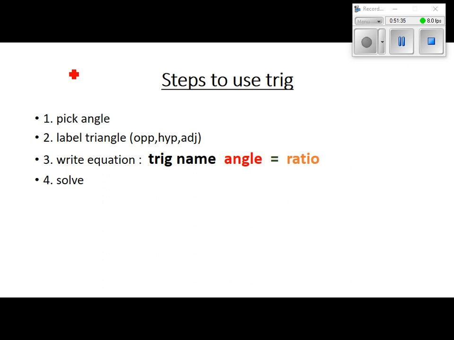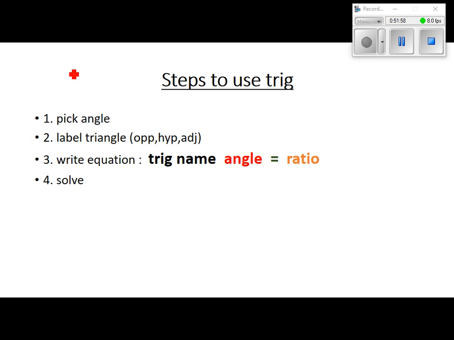Third thing, you're gonna write an equation. In that equation, this is what we're gonna do next, and this is what you guys are starting to do on those other two problems. In that equation, this is what you're gonna do every time. You're gonna find the trig name. What I mean by trig name, sine, cosine, or tangent, all right? Then the angle that you pick.